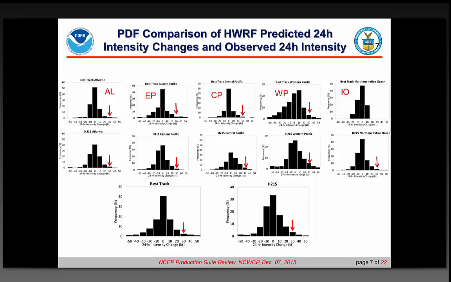In terms of 24-hour intensity change, which is also a correspondence to rapid intensification or extreme rapid intensification, you see that in the Eastern Pacific, we were not able to capture those 40 to 50 knot increase in intensity in just one day. In the Atlantic, we were able to get it nice. In the Western Pacific, the RI forecasts were overdoing the intensity there, and also in the Indian Ocean.